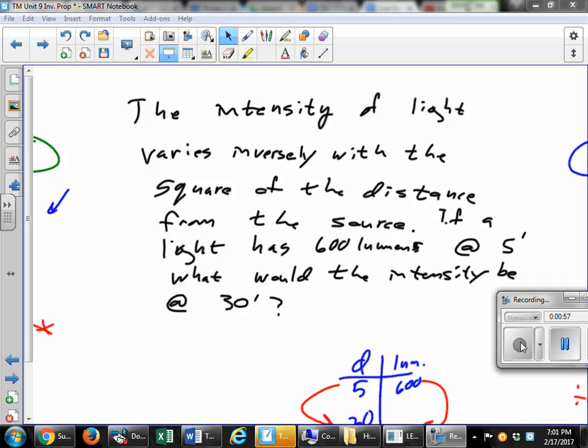What you don't know is that the intensity of the light varies inversely. So the greater the distance, the less the intensity. It varies inversely, but now it's with the square of the distance. So we just have to add a tiny little step to what we've been doing before.